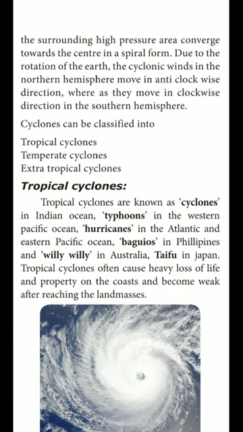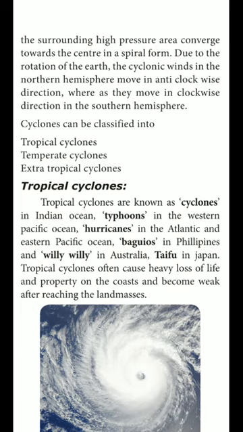So once again, please listen. What are the different names for tropical cyclones in the oceans? In the Indian Ocean, it is named cyclone. In the Western Pacific Ocean, typhoons. In the Atlantic and Eastern Pacific Ocean, hurricanes. In the Philippines, bagyos. In Australia, this tropical cyclone is named Willy Willy. And in Japan, it is named typhoon.